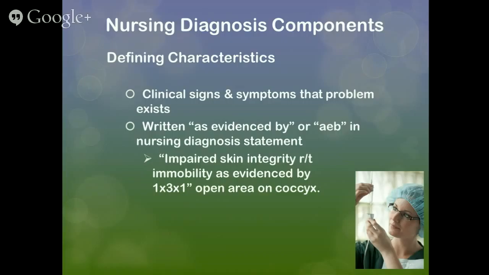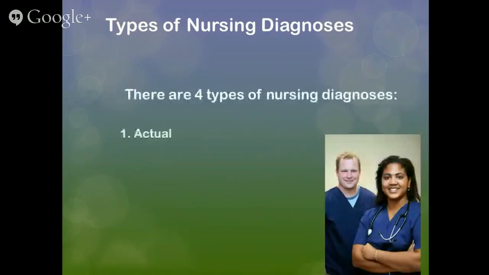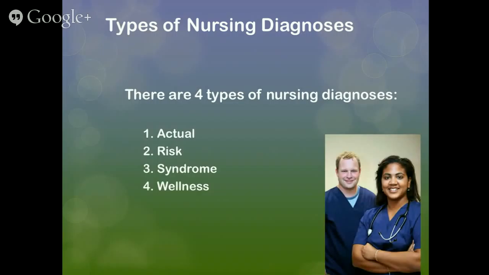Okay, we're going to talk about the 4 types of nursing diagnoses. I will tell you for the most part, the next 2 slides that we talk about are actual and risk. Those are the ones we use the most. Syndrome and wellness. I may have used wellness while I was in nursing school having to write a care plan.